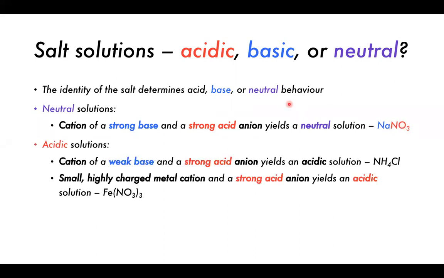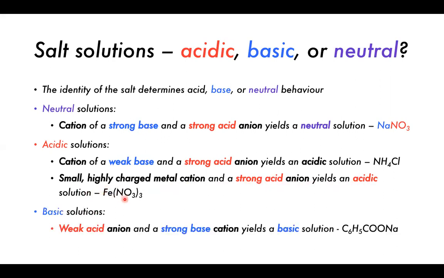Acidic solutions have a cation of a weak base and a strong acid anion, which yields an acidic solution. For example, ammonium chloride. Ammonium comes from a weak base, ammonium hydroxide, and chloride comes from a strong acid, HCl. Or acidic solutions can be formed from small, highly charged metal cations and a strong acid anion, yielding an acidic solution, such as iron nitrate.